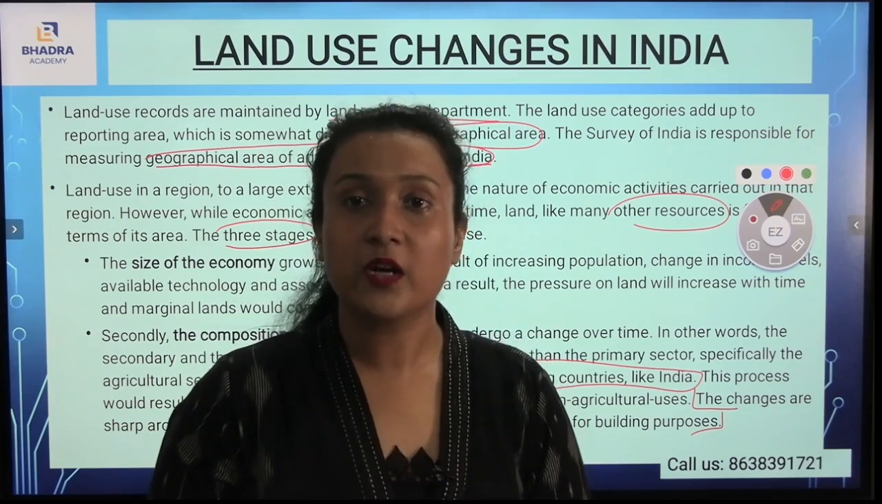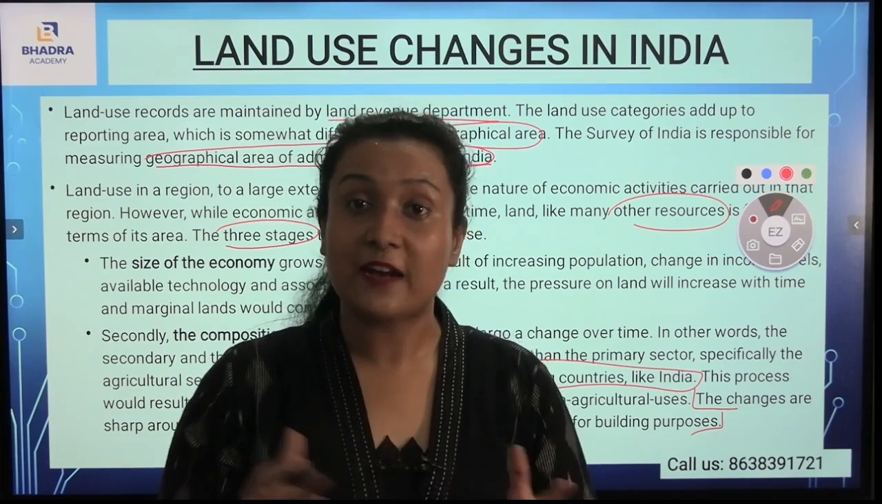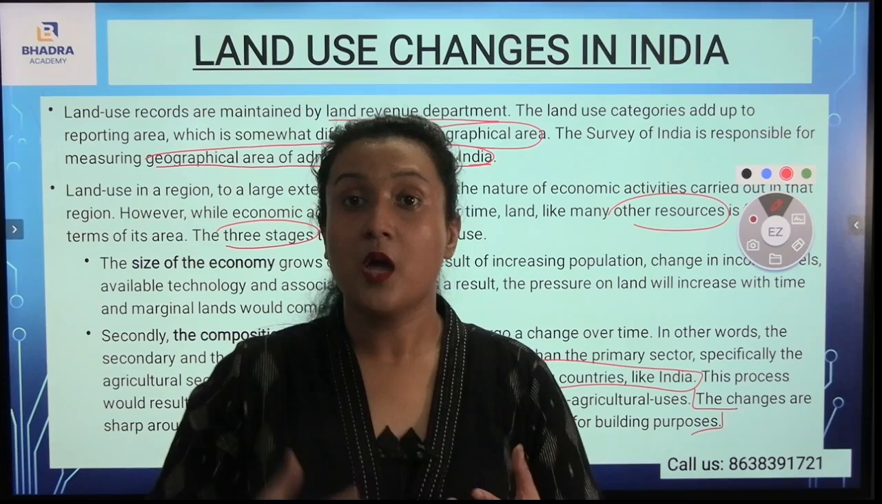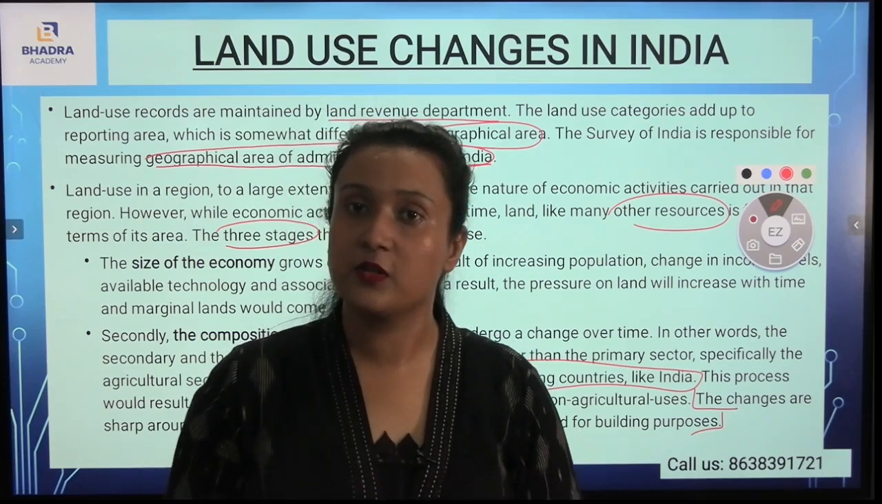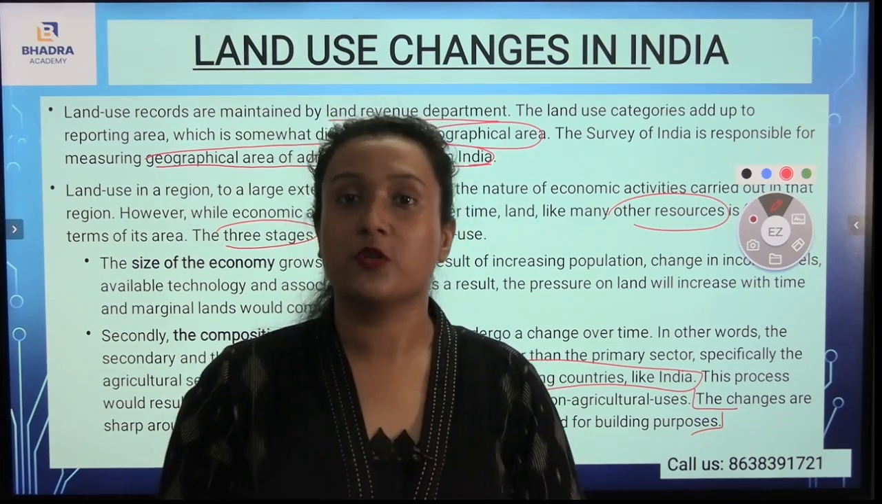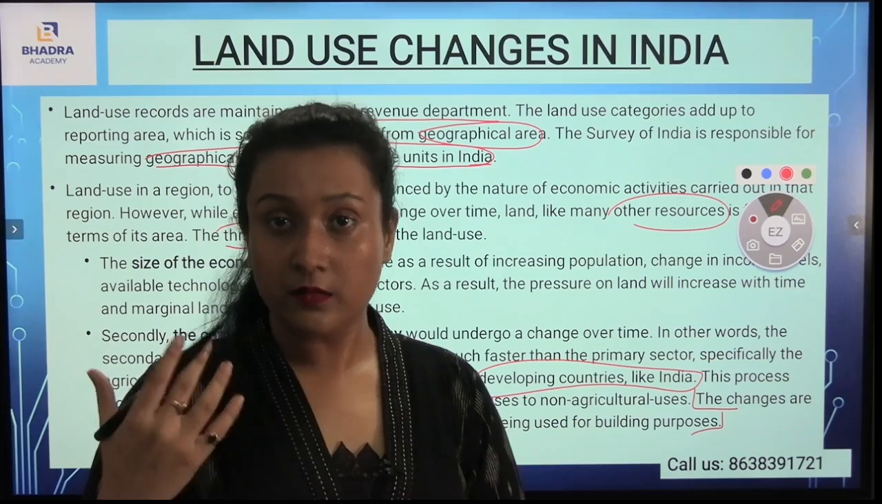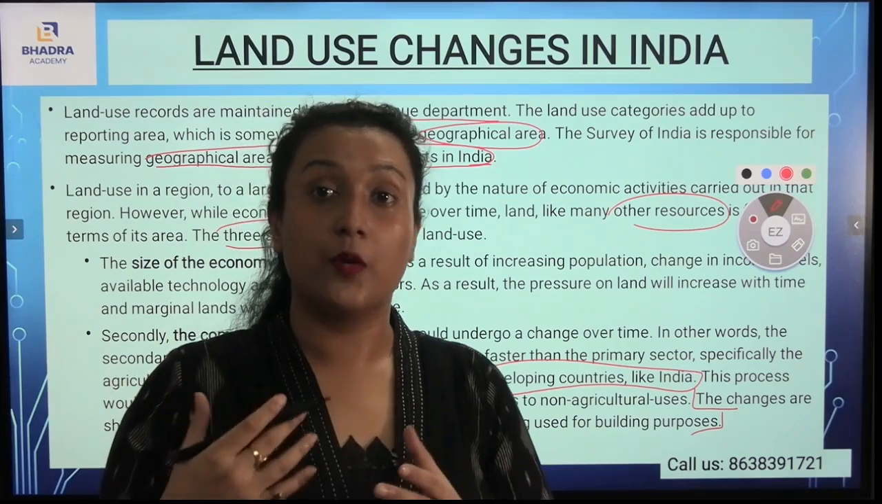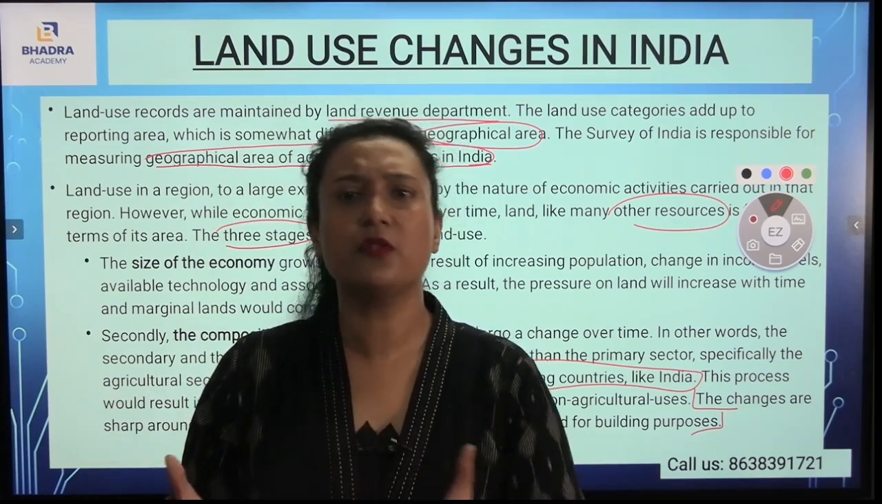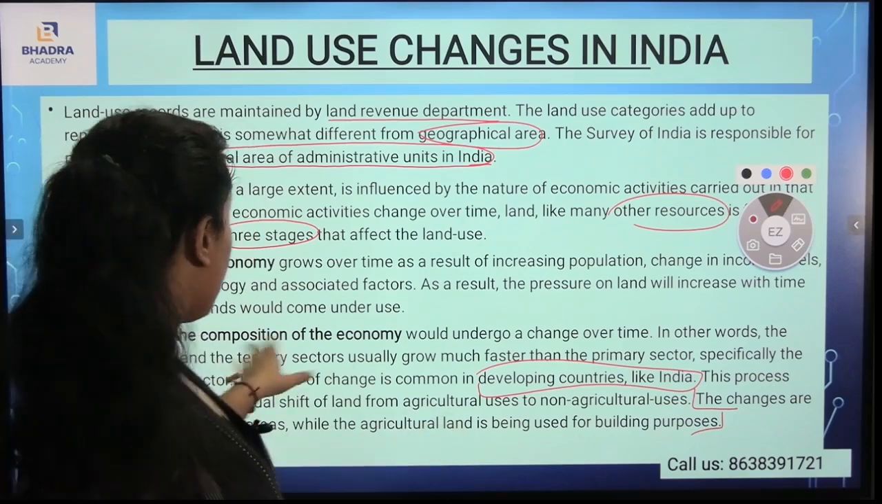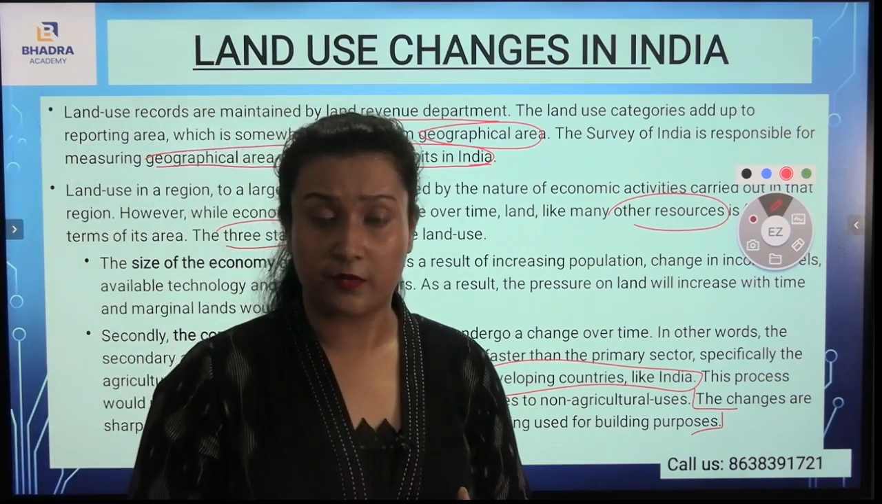So as a result, what happens? Most of the agricultural land will be converted for building purposes. Most of the buildings will be constructed there, so there is no use of the agricultural land. It will be used on a commercial basis, which means for buildings and other businesses. So it will be shifting to non-agricultural purposes. There is a shift of land when the composition of the economy comes into play.